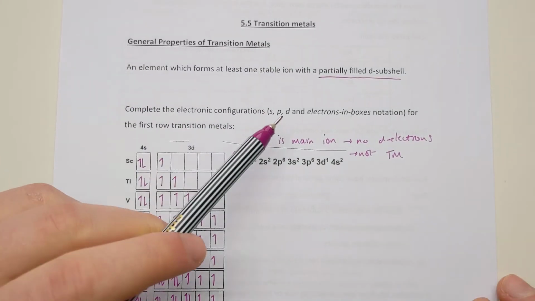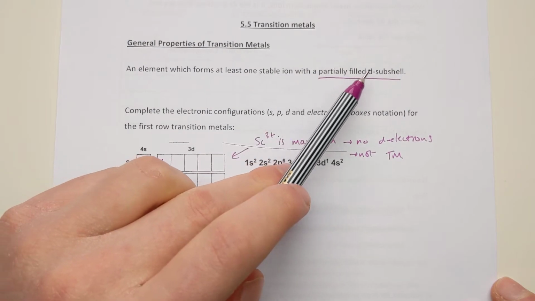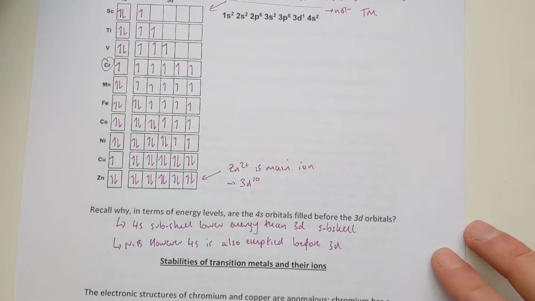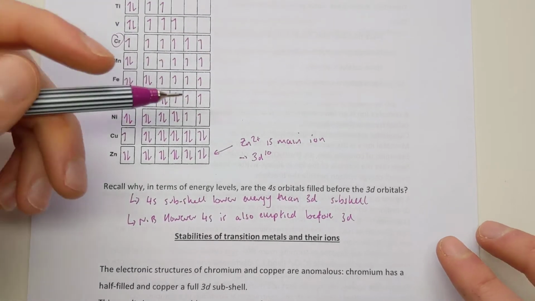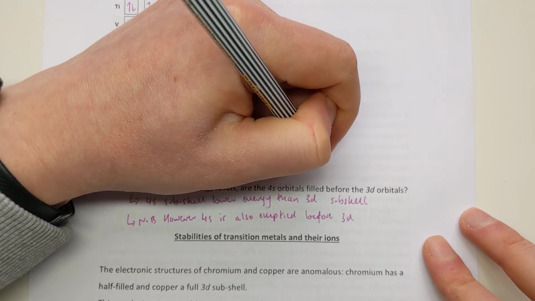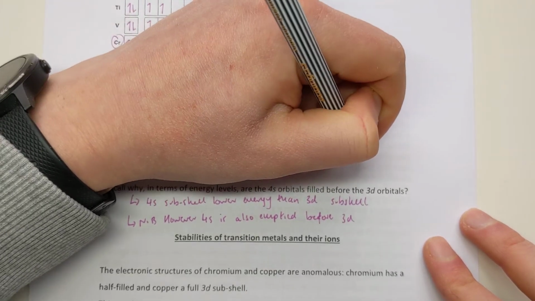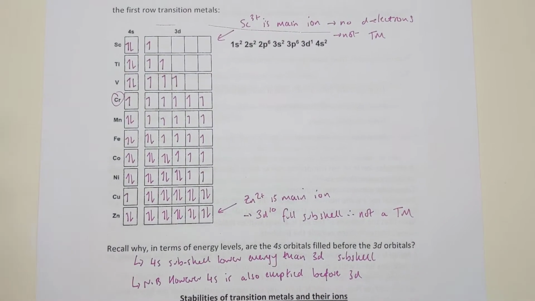Again, comparing to our definition, a transition metal is something with an ion with a partially filled D subshell. The zinc ion, which is the only ion of zinc, has a fully occupied D subshell. So it's a full subshell. So therefore, zinc is also not a transition metal. Which may be a little bit of a plot twist you weren't expecting.